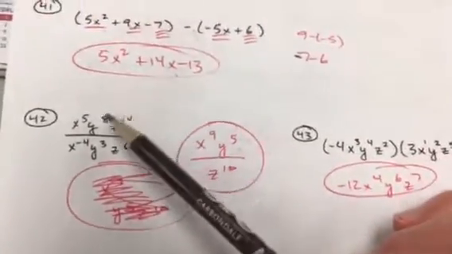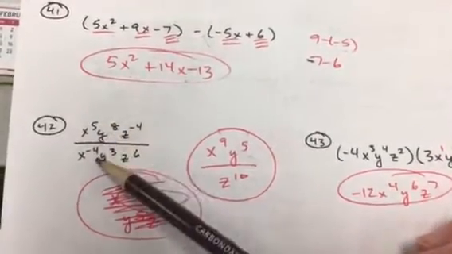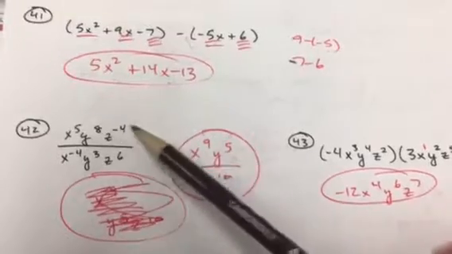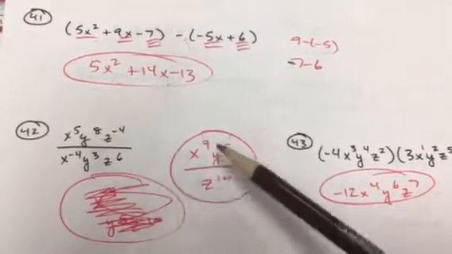Guys, on 42, you ask yourself, what has more x's, the top or the bottom? The top has more x's. 5 minus a negative 4 is 9. It's not going to be 1. What has more y's, the top or the bottom? The top has more y's. It has 5 more y's.